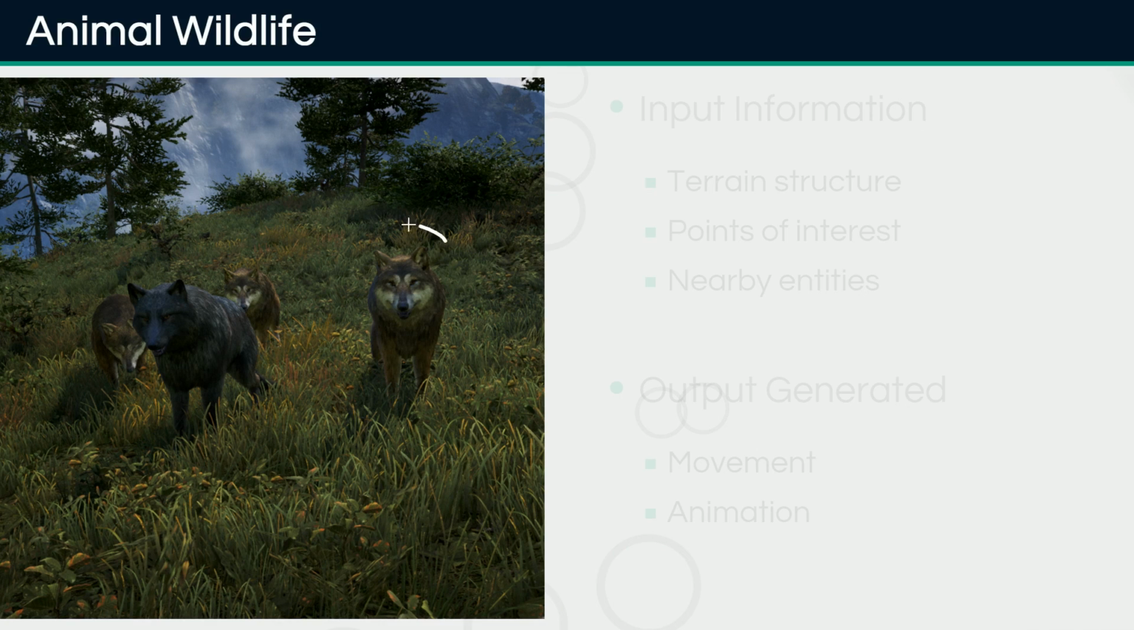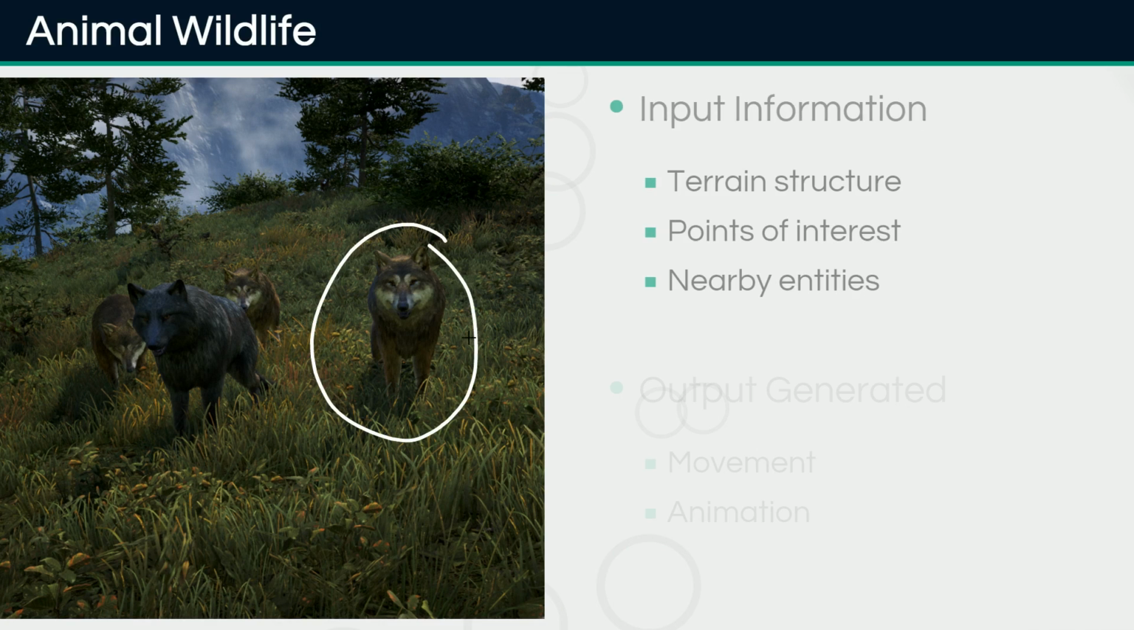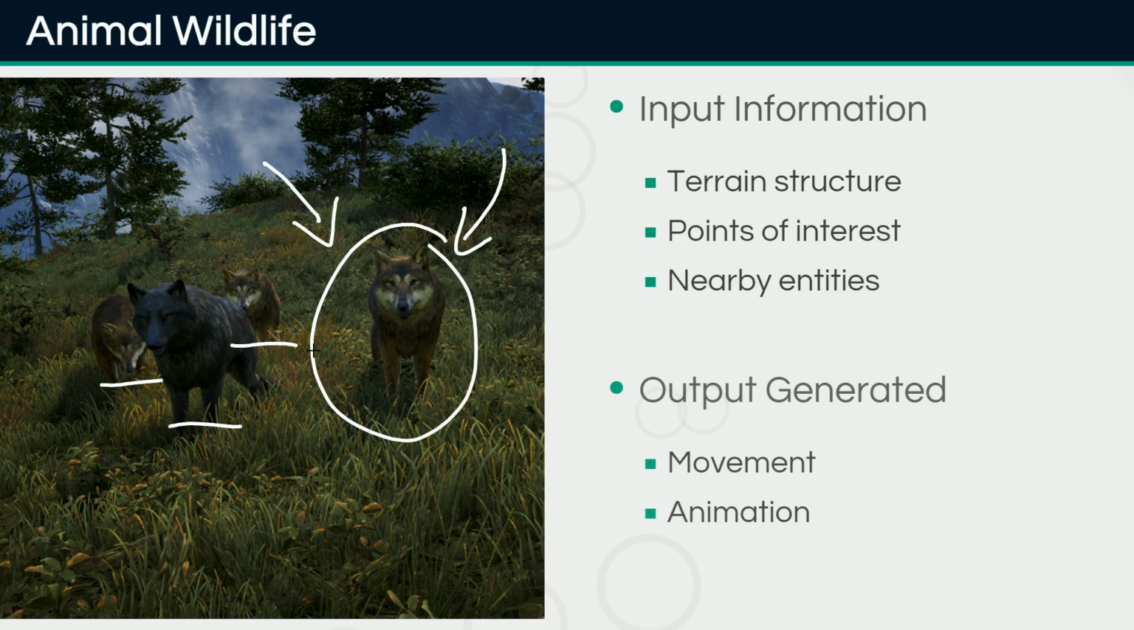Here's another example of an interactive agent, for a wolf. The wolf takes into account different pieces of information about the terrain nearby, points of interest, watering holes, sources of food, and other nearby animals, for example, or even the player. The output of the interactive agent for the wolf is going to be movement and animations, for example running, walking, lying down, eating, drinking. Each of these is an animation that the game uses to generate the illusion of a wolf, and this will come back often. We'll see a lot of movement and animation as output.